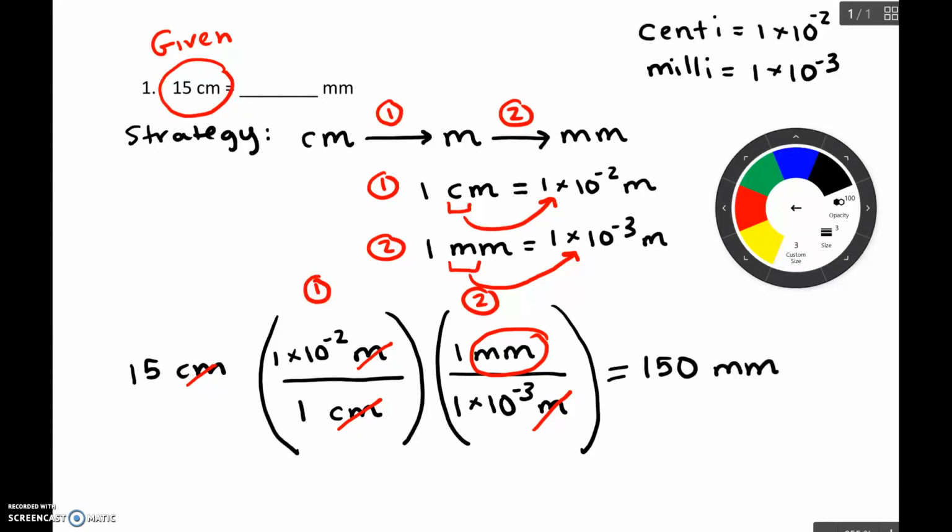Now it makes sense to me. I know that a millimeter is smaller than a centimeter, so it makes sense to me that I'm ending up with a bigger number. If I wanted to change to a smaller unit, I'm going to need more of them to make up the same length if all I'm doing here is a unit conversion. So I hope this video helps you as you work through these conversions within the metric system.